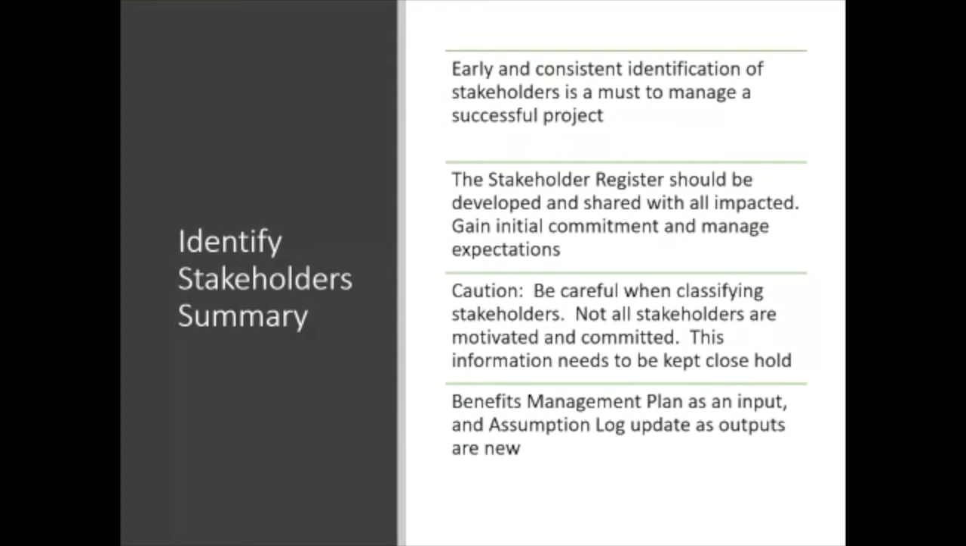Stakeholder Register, point number 2, should be developed and shared with all impacted. Gain initial commitment and manage expectations. This is so important. Don't just blindly send this thing out and assume everybody's going to be on board. If you're assigning somebody with an RACI or a combination of those 4, you need to sit down with them and explain what the situation is. And you need to take a look at the eye contact and their body motions that they're giving you and ask, what are the nonverbals telling me? Is this person really on board or not? Caution.